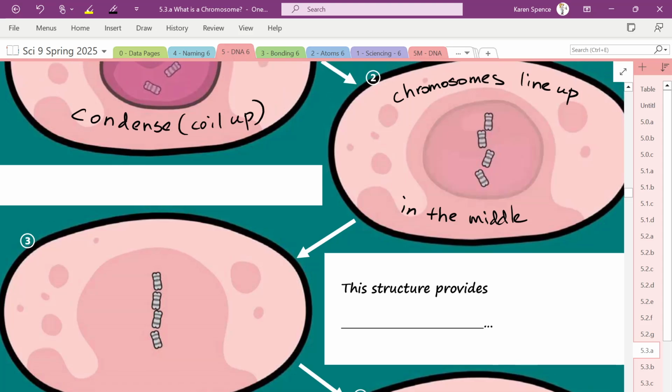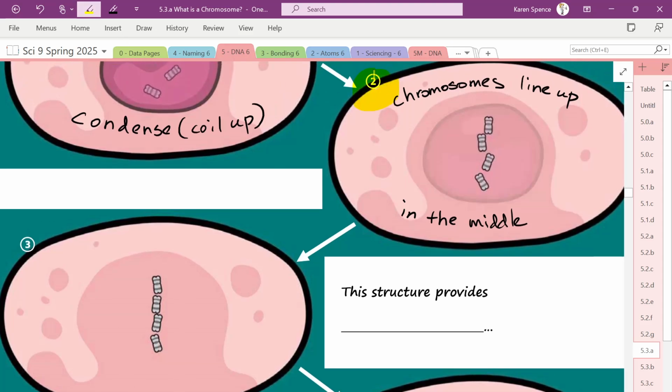Now I want you to take a look at diagram 2 and diagram 3 and tell me what has happened in between those two diagrams. Something has happened. They've lined up even more, but there's something even more important. The nuclear membrane has disappeared.